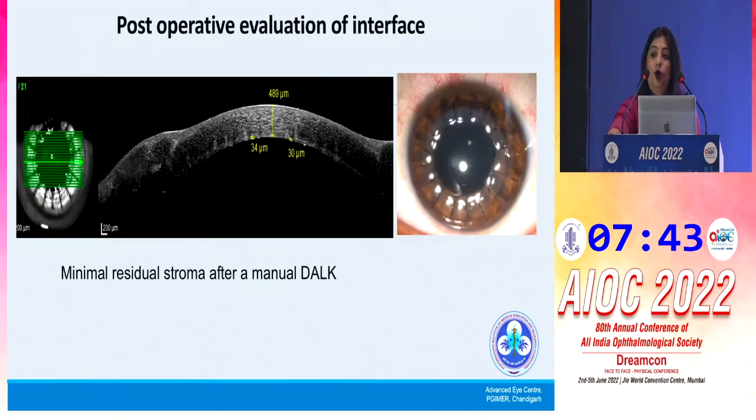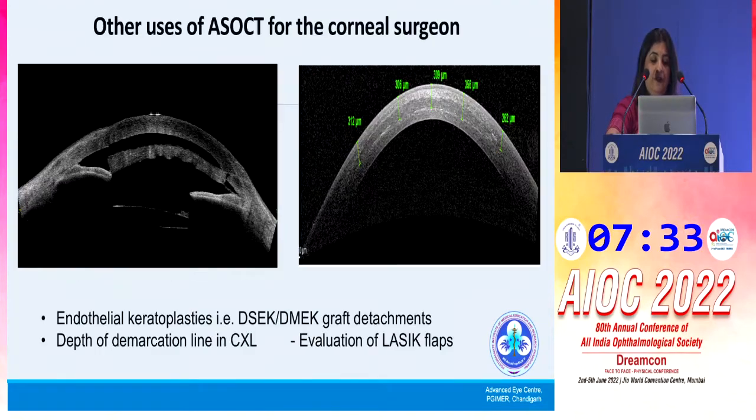In case one is not able to achieve a big bubble, it also can show you your post-operative. You can see how much of the interface was left. For example, in this case, we were not able to get a big bubble and there was very minimal interface left. And the other uses are, of course, for endothelial keratoplasties. Again, intraoperatively, of course, we have it for the DMEK and the DSEK to see their orientation. But that's, like I said, another whole universe itself.